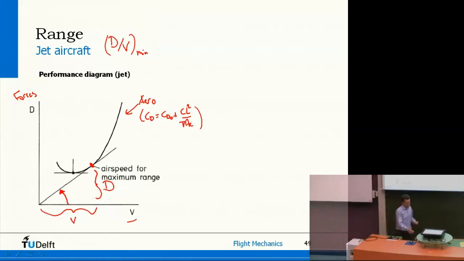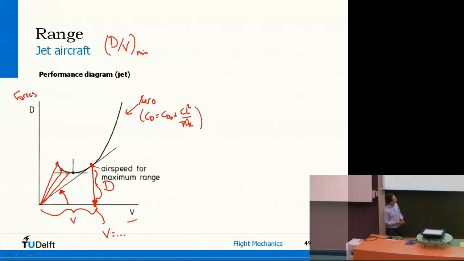Now you could draw a line from the origin to any point on the curve, but you'll see that this line that's already drawn is actually the line where D over V is at the minimum. So if you draw a line from the origin that just hits the curve, then that's the optimum point to fly. So again, if you have a performance diagram, then you'd simply go to the x-axis and read airspeed. That will give me maximum range for a jet aircraft.